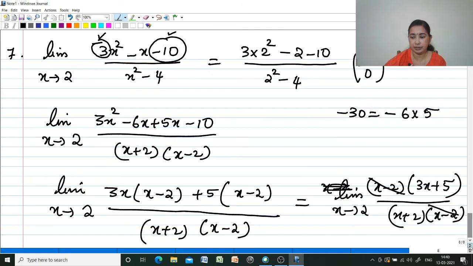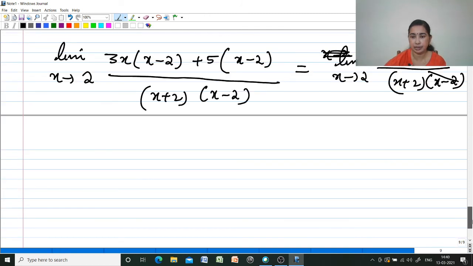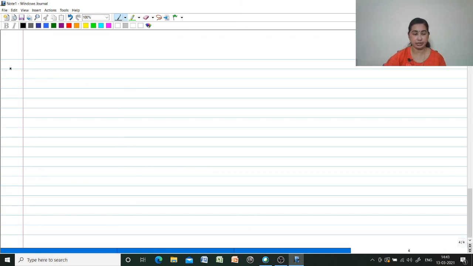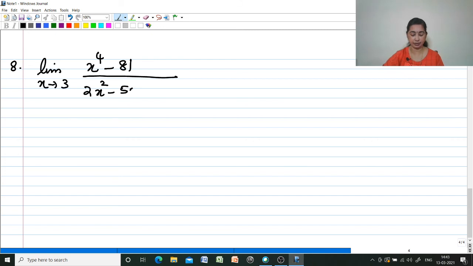Now we can apply the value for x tends to 2. So we are getting the answer as 3 into 2, 6 plus 5, divided by 2 plus 2. So the answer is 11 by 4. Next one, question number 8. Limit x tends to 3, (x⁴ - 81) divided by (2x² - 5x - 3).